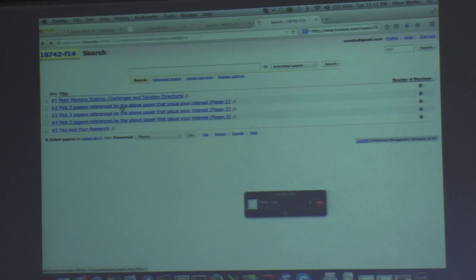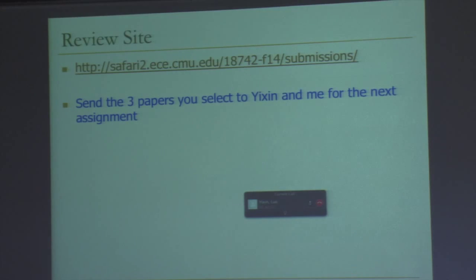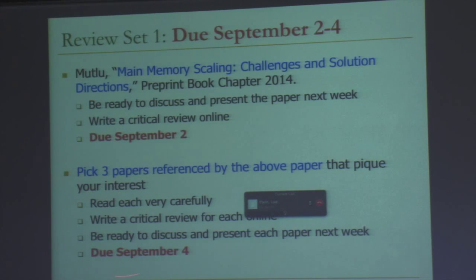Definitely send the three papers that you select to Yixin so that we can upload them separately to this website. I assume not everyone is going to select the same three papers. That would be very suspicious, by the way. It could happen. There is some probability that it can happen randomly, right? Maybe a good exam question is, what is that probability? But not for this course. Maybe for a probability course. Okay, that's the review site. But send the three papers you select to Yixin and me, for not the next assignment, but the second thing that I mentioned over here.